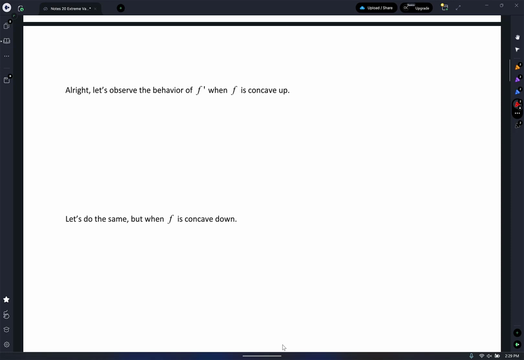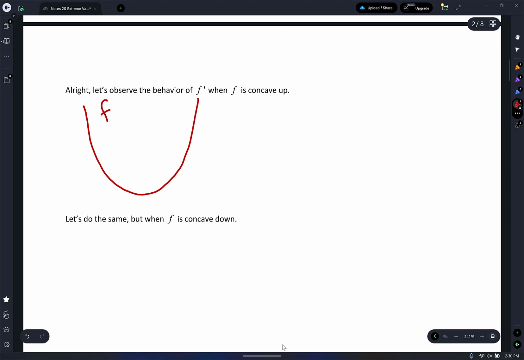I'm going to draw something that's strictly concave up all the time. That's always concave up, right? We're going to call that F. Cool or not cool? Now check it out. What is happening to F prime?